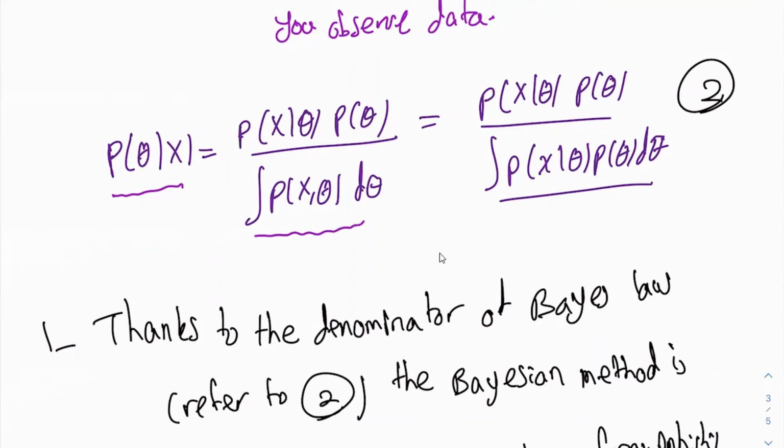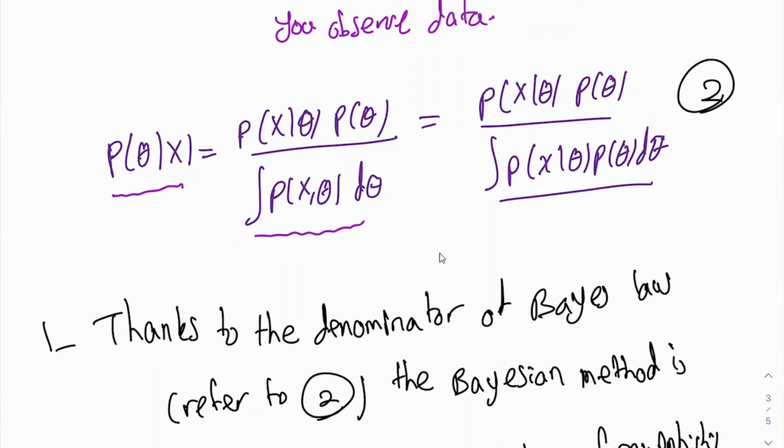Now, I have to integrate with respect to theta. This theta can be an n-dimensional parameter, so you're integrating in an n-dimensional space. This integral can be really hard to calculate, or sometimes impossible, right? Therefore, estimating this integral is a computationally expensive process, which makes the Bayesian approach much more complex than a frequentist approach.